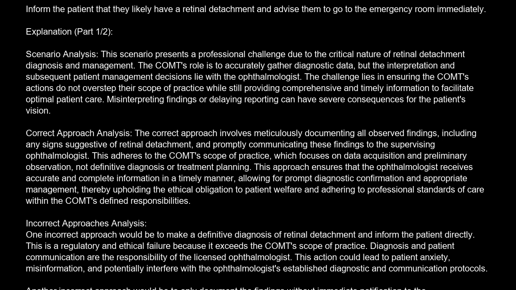Incorrect approaches analysis. One incorrect approach would be to make a definitive diagnosis of retinal detachment and inform the patient directly. This is a regulatory and ethical failure because it exceeds the COMT scope of practice. Diagnosis and patient communication are the responsibility of the licensed ophthalmologist. This action could lead to patient anxiety, misinformation, and potentially interfere with the ophthalmologist's established diagnostic and communication protocols.